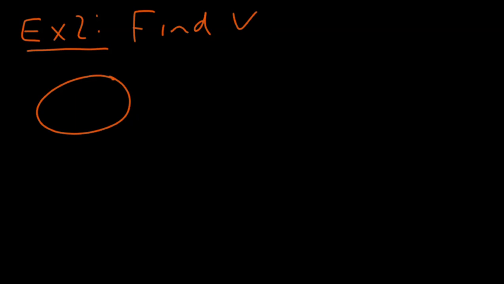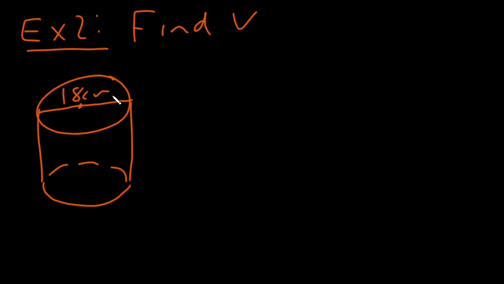Alright, here's going to be our example number 2. Once again, I'm going to abbreviate the question. I'm just going to write find capital V. We want to find the volume. And for this one, let me go ahead and draw this cylinder right here. Let's make this a little tricky. Let's give it a diameter of 18 centimeters. And let's give it a height of, let's say, 22 centimeters.